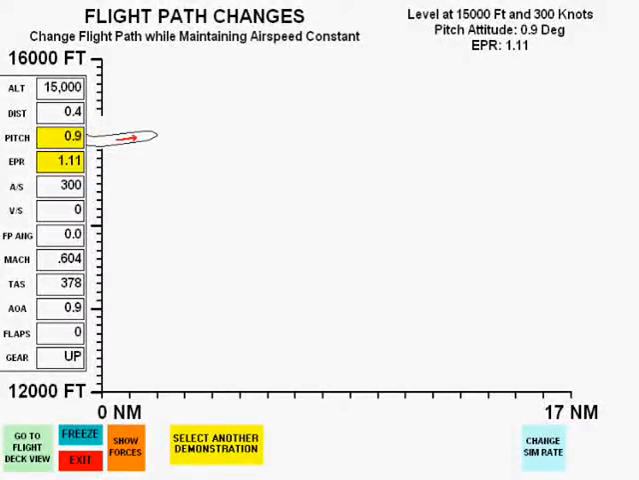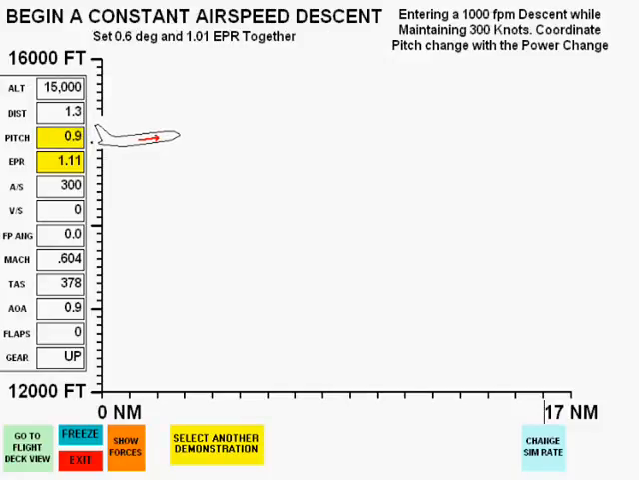Initially, we are level at 15,000 feet and 300 knots. This requires a pitch attitude of 0.9 degrees and an EPR setting of 1.11. To enter a descent at the same 300 knots and a vertical speed of 1,000 feet a minute, we will set the pitch attitude to minus 0.6 degrees and the EPR to 1.01 at the same time. Notice that the airspeed remains at 300 knots and the vertical speed stabilizes at 1,000 feet per minute.